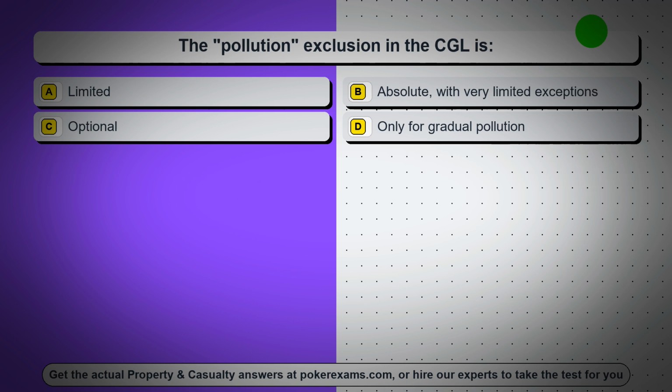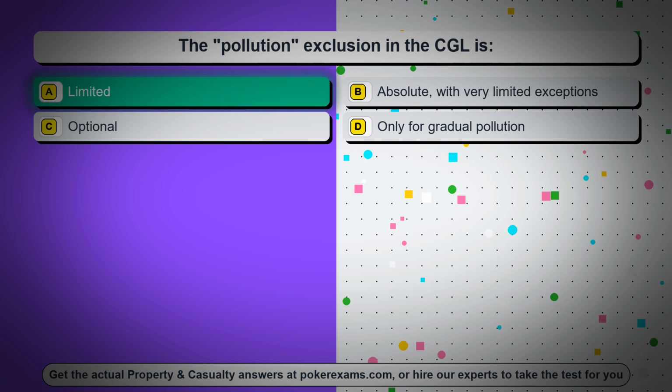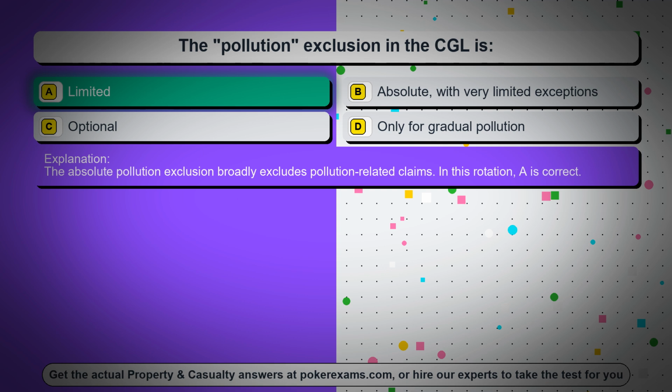Question 19. The pollution exclusion in the CGL is: Option A, limited. Option B, absolute, with very limited exceptions. Option C, optional. Option D, only for gradual pollution. The correct answer is option A, limited. The absolute pollution exclusion broadly excludes pollution-related claims. In this rotation, A is correct.